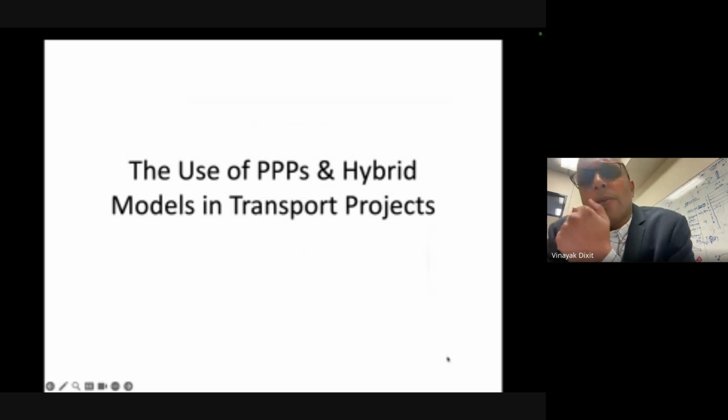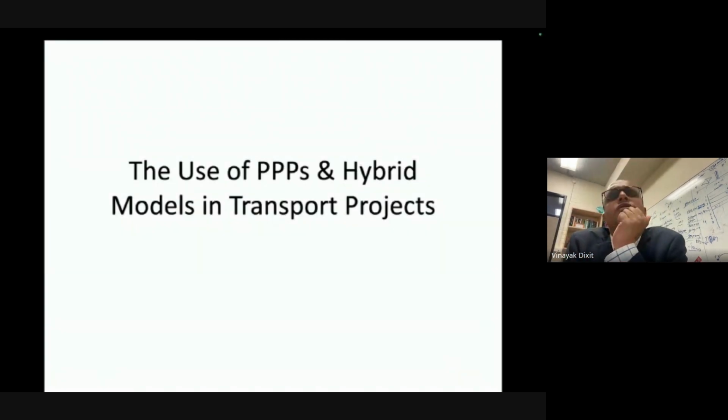So what we're going to talk about, and we'll do some examples on this as well, right? The first thing is we'll talk about PPPs, public-private partnerships, hybrid models, and transport projects. Let's go back to the purpose and the objectives of this course. The course was around looking at transport economics for smart city projects and for smart transportation projects.